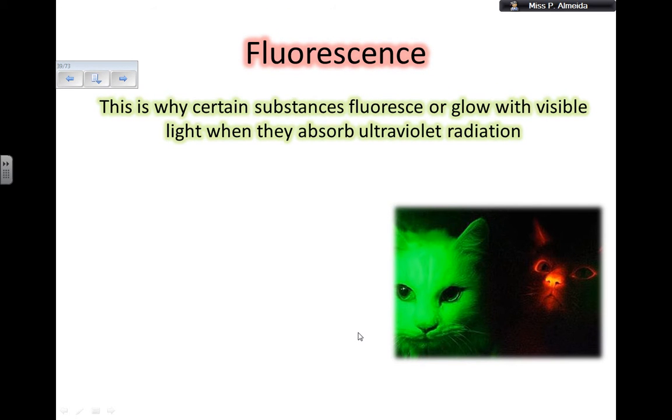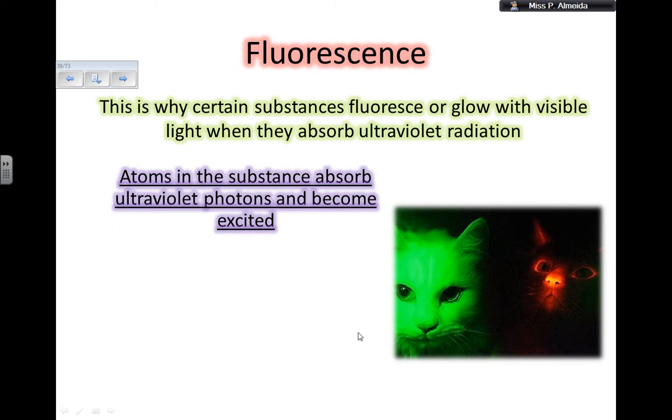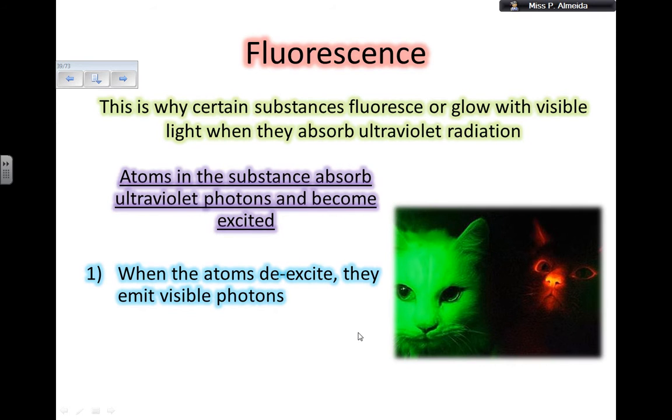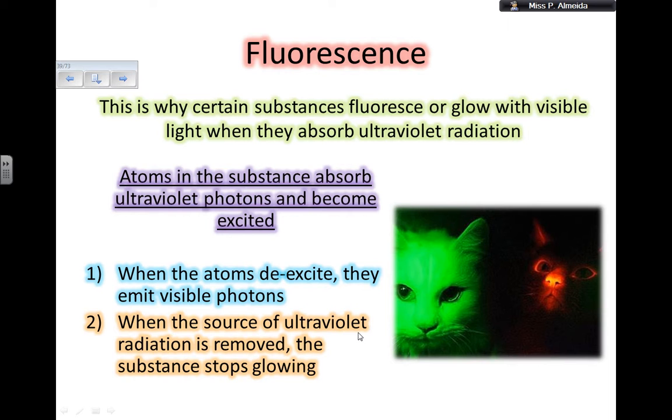Some substances glow with visible light when they absorb ultraviolet radiation. The atoms in the substance absorb the photons within the ultraviolet region, and they become excited. And then when they de-excite, they emit visible photons. When the source of the ultraviolet radiation is removed, the substance stops glowing. So they get a higher energy photon, and when they de-excite, they do not de-excite from all that energy at once, but in little bits, and then emit a photon that is visible. So this is how we get fluorescence, okay?